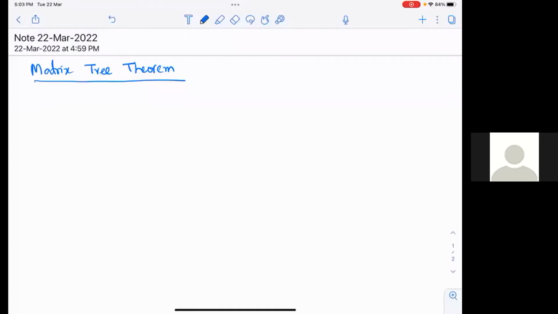So let's start. Today we'll discuss one very important result in trees, called the matrix tree theorem. It's a seminal result, and surprisingly, this theorem was proved by Kirchhoff.